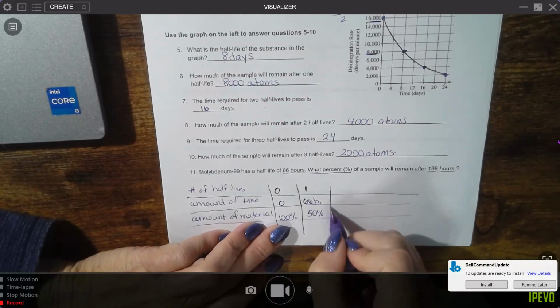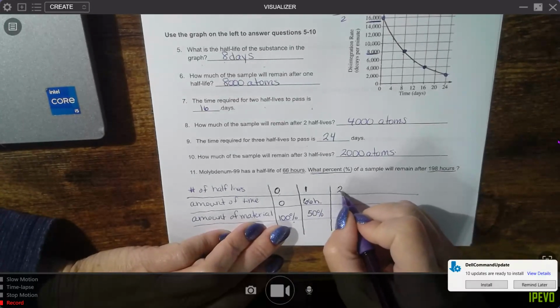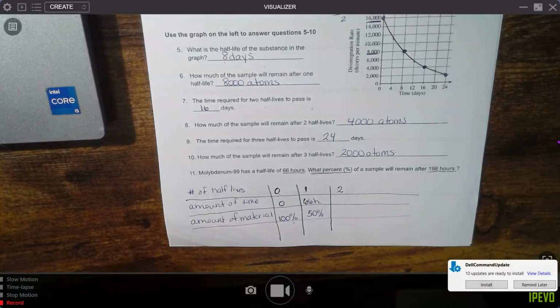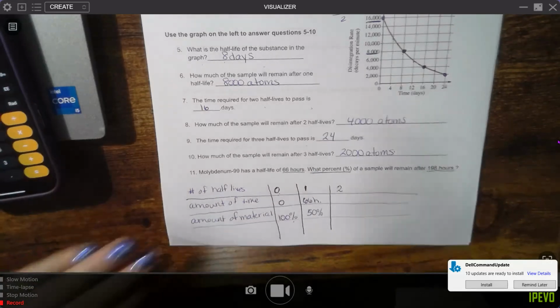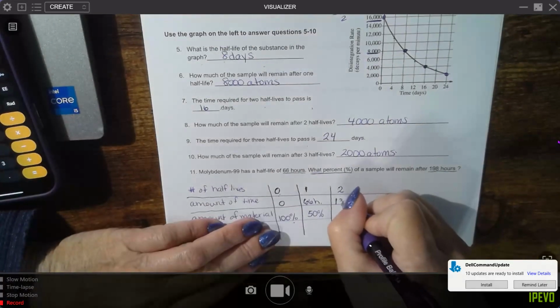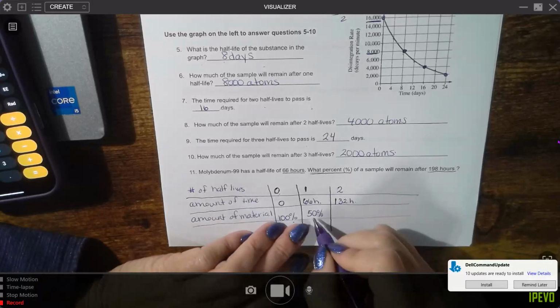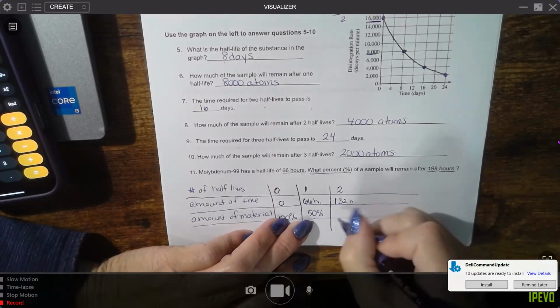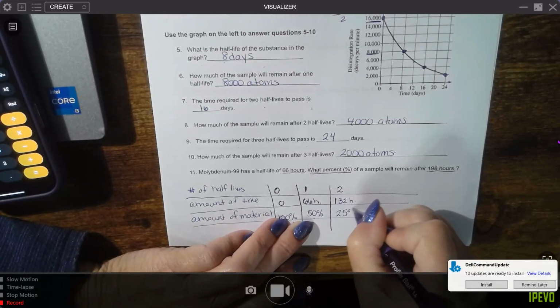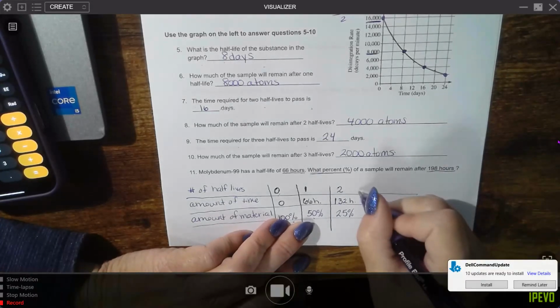Then we go after 2 half-lives. I'm going to grab my calculator so that I don't make a math mistake. So I need to do 66 plus 66. So 2 half-lives is going to be 132 hours. And after 2 half-lives, half of 50, so 25% of the sample remains.